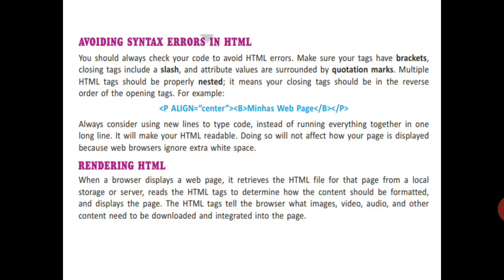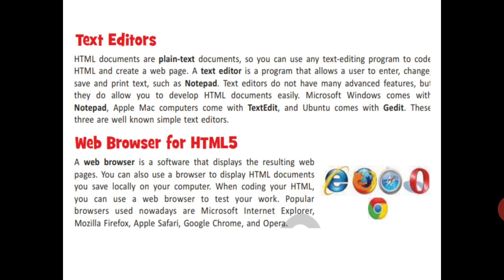Now rendering HTML. When a web browser displays a web page, it retrieves the HTML file for that page from local storage or a server, reads the HTML tags to determine how the content should be formatted, and displays the page. Because our HTML file will be written in Notepad and we will open that file in any browser, HTML tags tell the browser what images, video, audio and other content need to be downloaded and integrated into the page.